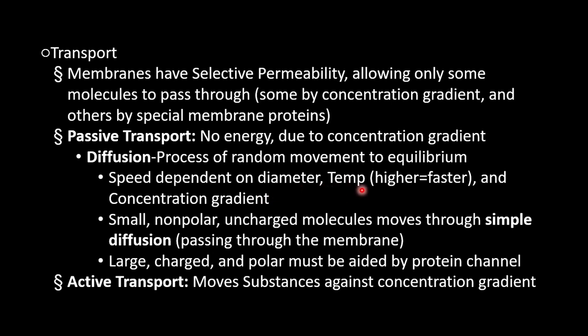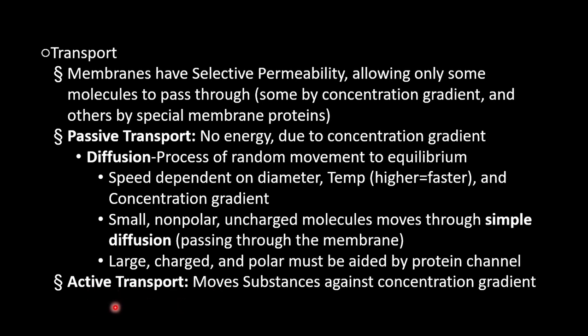Temperature: if there's higher temperature, that means more kinetic energy, so the molecules move faster and quickly get to the spots they need to be. And then concentration gradient: the greater the concentration gradient, the more movement there'll be. Small nonpolar uncharged molecules move through the membrane through simple diffusion, meaning they go through easily. Large, charged, and polar molecules must be aided by protein channels. These molecules cannot pass through the membrane and need protein channels, as we talked about earlier.